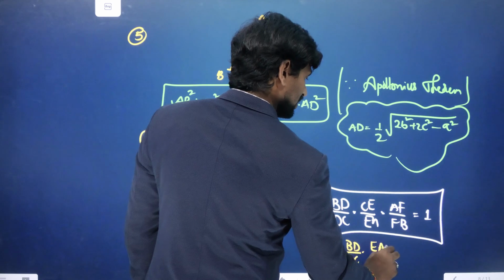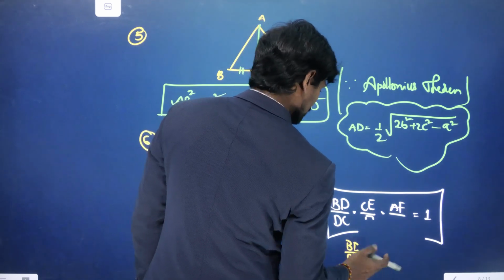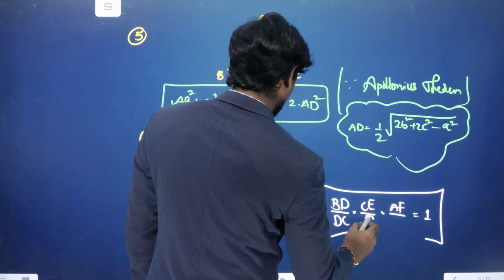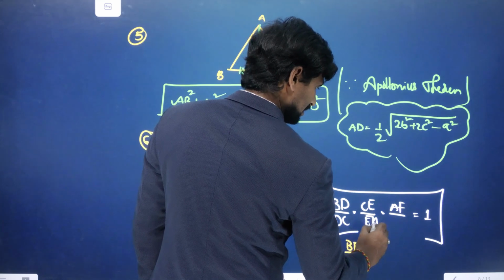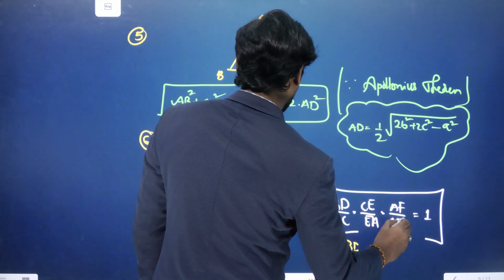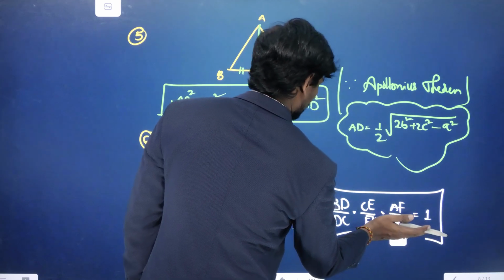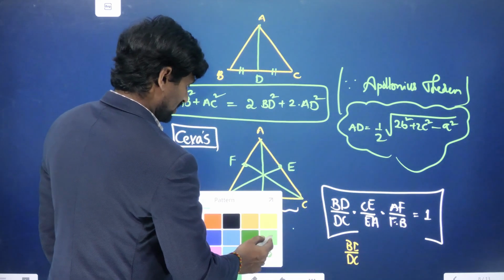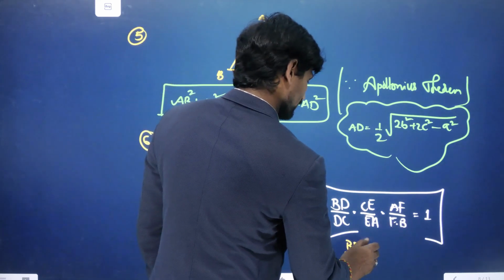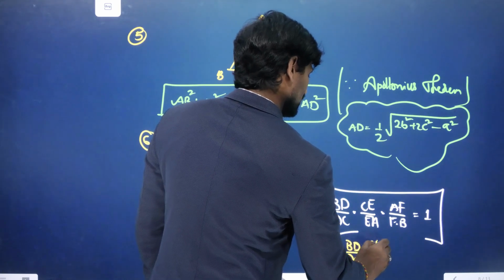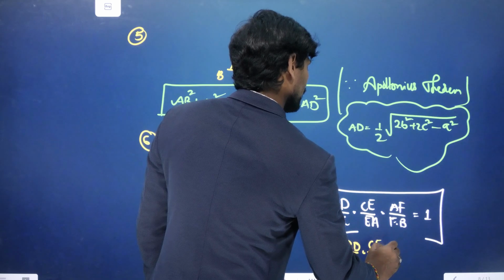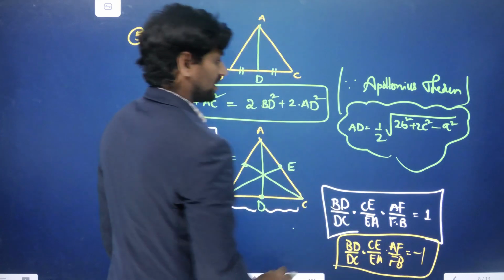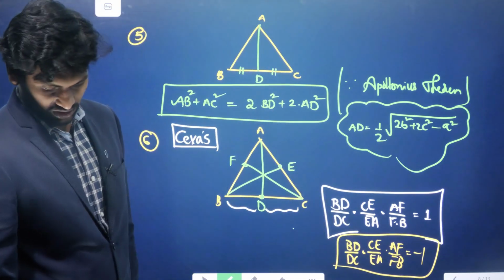BD by DC into CE by EA into AF by FB. Same statement, but it equals minus 1 when the lines are transversals. So that is also something you should remember.